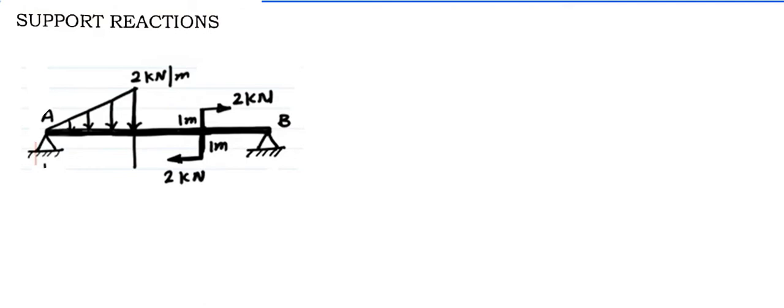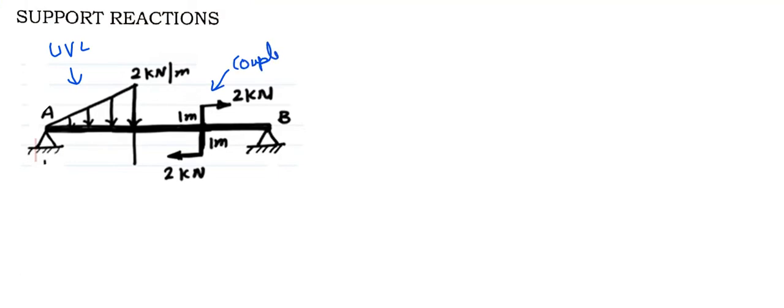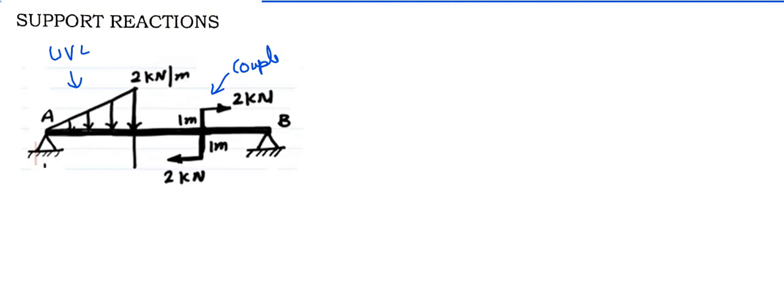We discussed what is UDL, how to deal with uniformly distributed loads. Now we will be discussing how to do it with a UVL, that is, uniformly varying load, and also when there is a couple acting on the beam, how do we solve this? So I'm just clubbing both in a single problem. Two things you should know how to do.